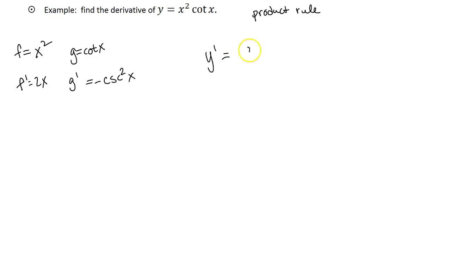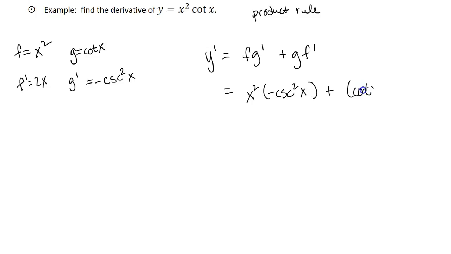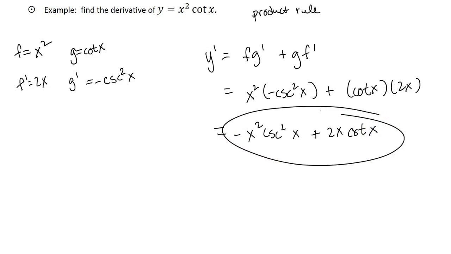So y prime is fg prime plus gf prime, that's our product rule. So that would be x squared times negative cosecant squared of x plus cotangent of x times 2x, or if you clean it up a little bit, that's negative x squared cosecant squared of x plus 2x cotangent of x. And that is your answer.